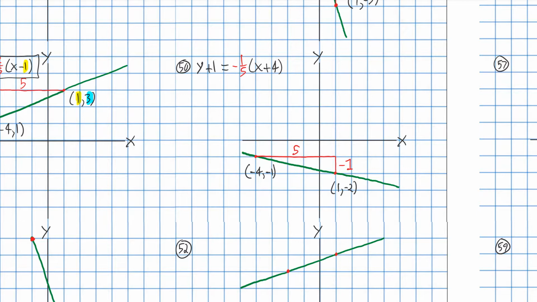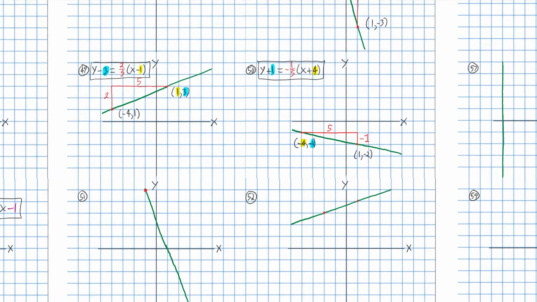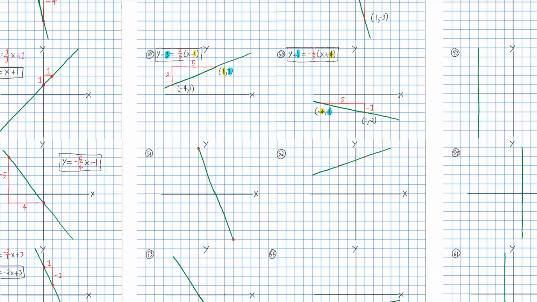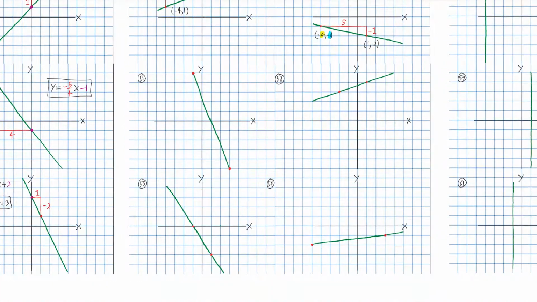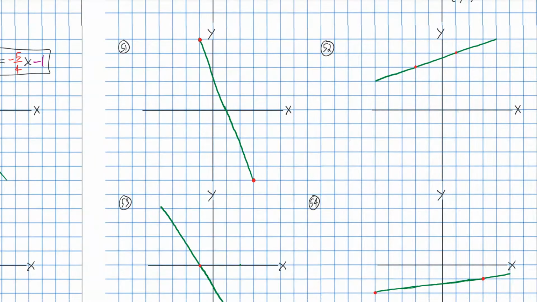So if you got that answer, good job. Let me just color code these real quick. Again, this is point slope form that we're using. We could use slope-intercept, but point slope form just happens to be the easiest way to do it in these particular problems. So try 51, and when you come back, we'll do it together.